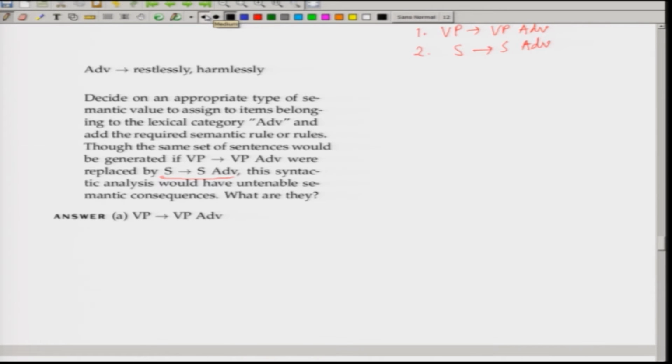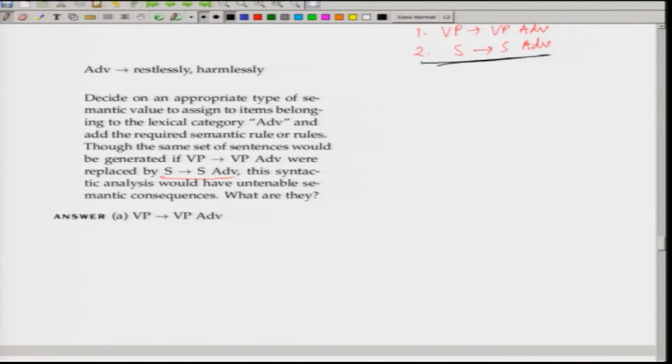The reasons for claiming that this is a bad rule. So let us see why it is a bad rule. But first we see that both are structurally good options. How? Suppose you have something like "Sadie snows restlessly."